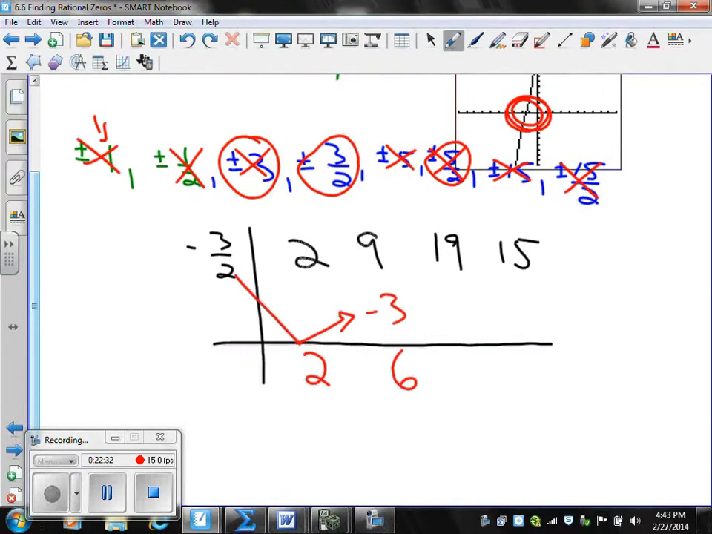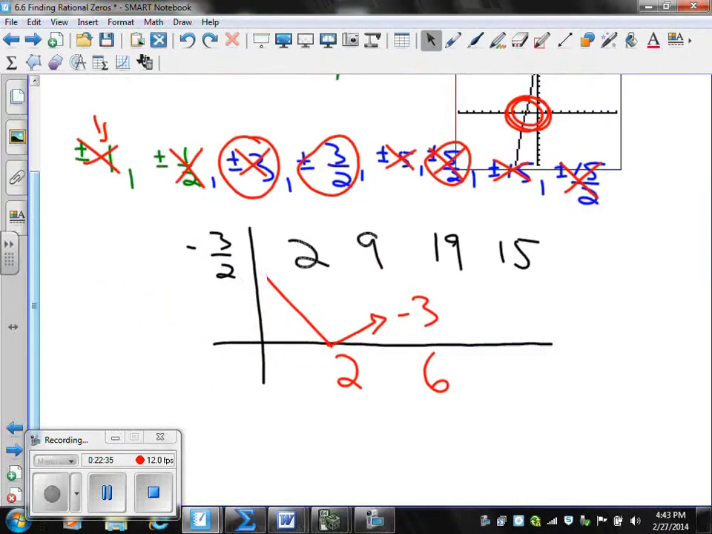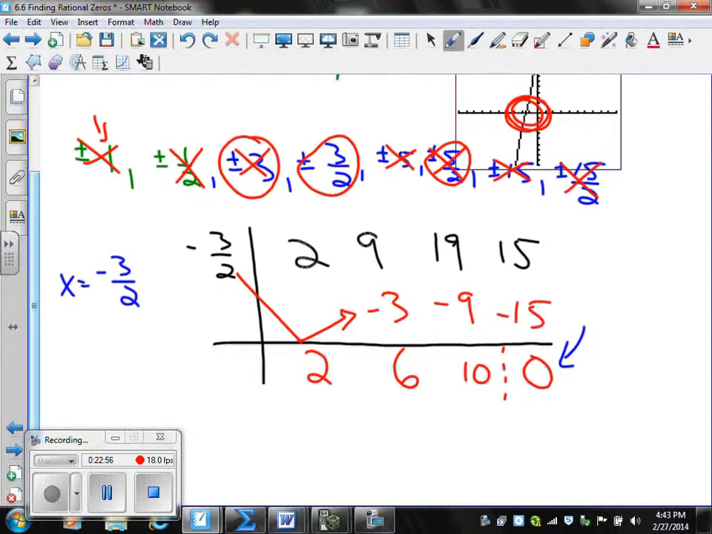So again, I'm going to add down 2. -3/2 times 2 is going to be -3. Add down is 6. Multiply again. Anyways, -3/2 times 6, I'm going to get -9. Add down is 10. Multiply is -15. Yay, look at that. Okay, I get a 0 here, right? I get 0. That means x equals -3/2. That's a 0 of our function.